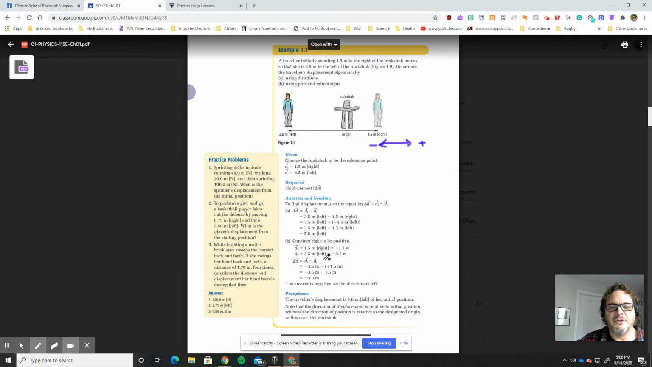And final position, there should be a little vector hat on them. Hopefully there is. I just don't see it on my screen. Is 3.5 meters left. That's negative 3.5 meters. And so when we do the vector calculation here, final minus initial position is going to be negative 3.5 minus positive 1.5. So you're subtracting 1.5 from negative 3.5. So you're going negative 5 meters.